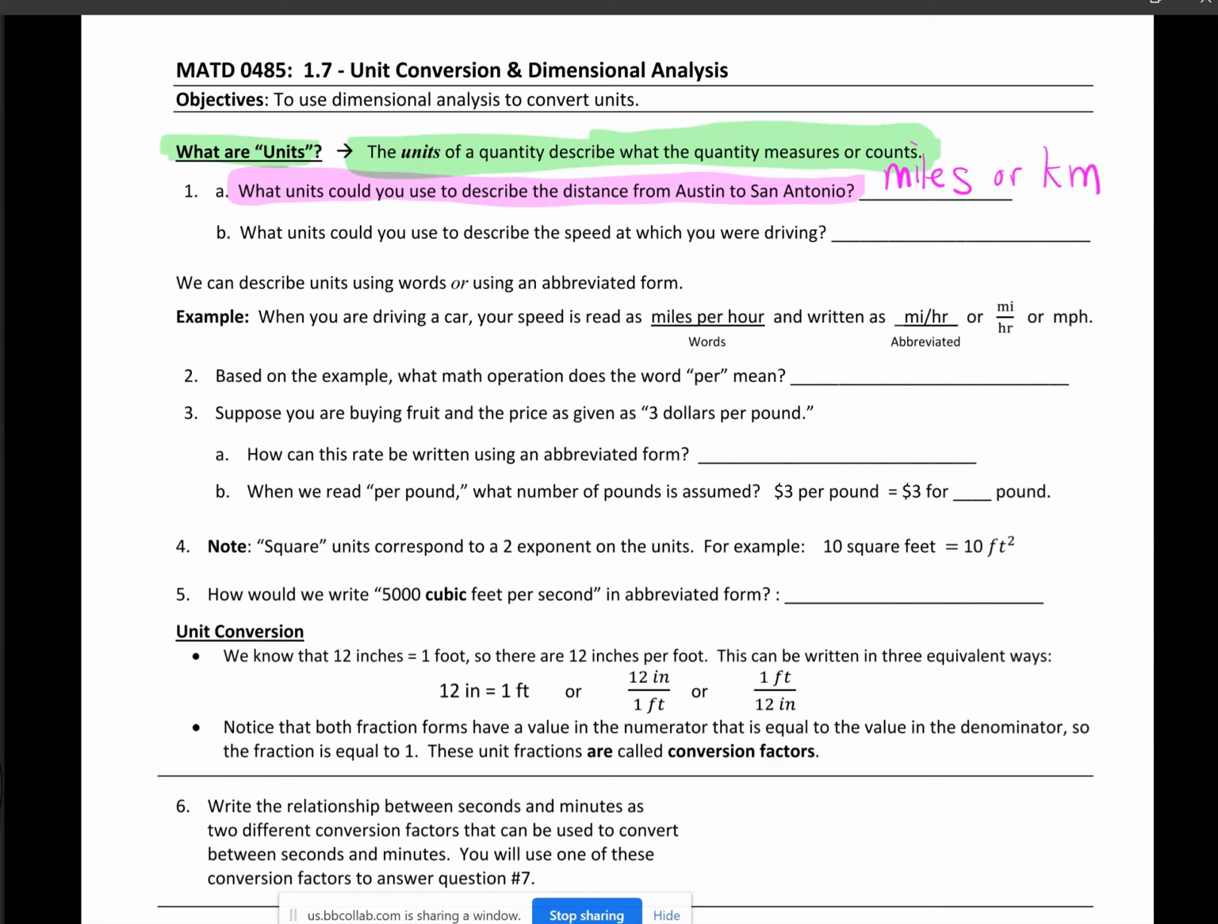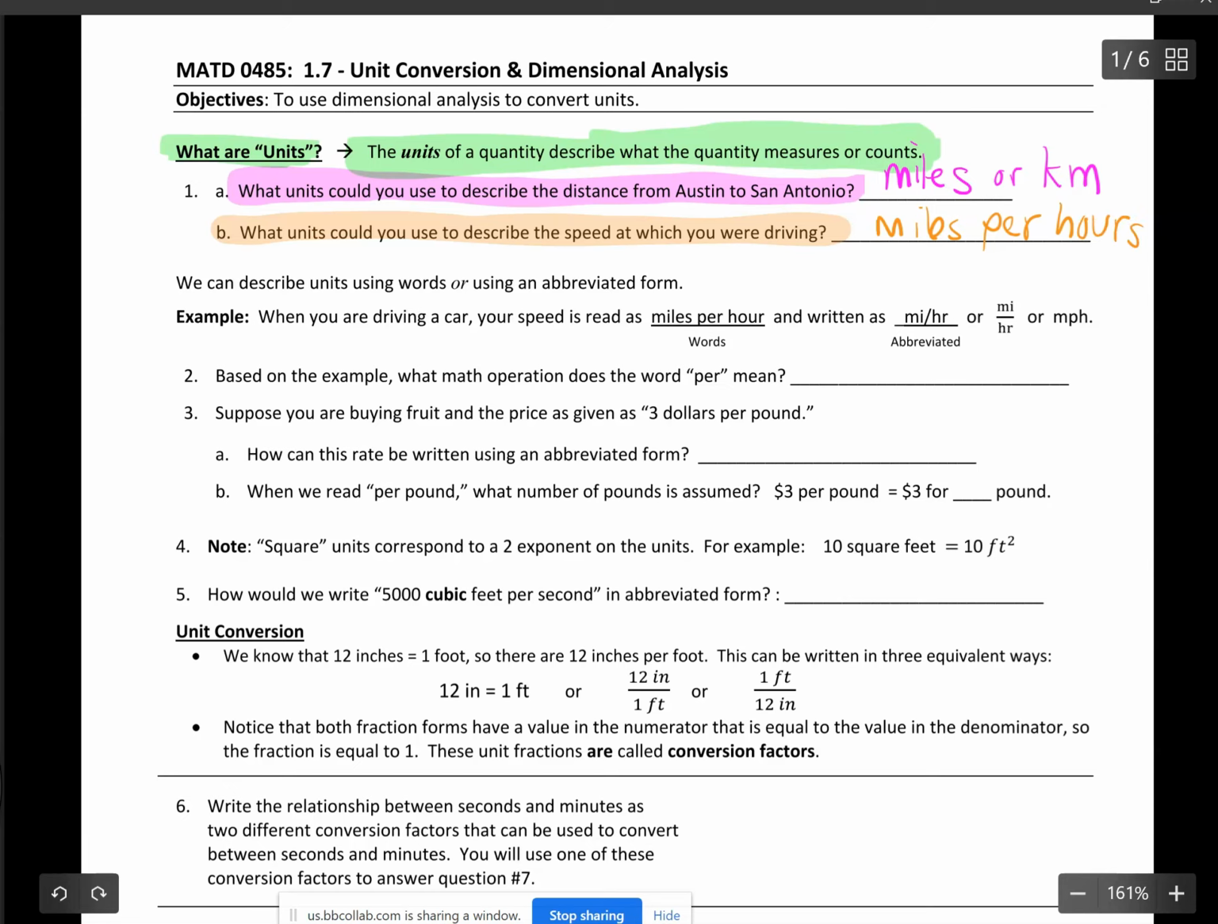$150? 150 people? I'm going to play devil's advocate. You'd have to put 100. That's the distance from Austin to San Antonio. I have no idea, but say 150 kilometers. You have to put a unit to describe what you measured. And if you were going to measure a speed, if you're driving, you're probably going to say miles per hour, right?